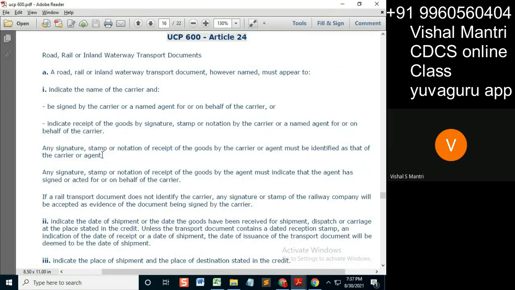Simple, same as the earlier articles. It means we must be able to identify whether it's by agent or by carrier. And if it is by agent, then what? Any signature, stamp or notation of receipt of goods by the agent must indicate that the agent has signed for or on behalf of the carrier. Only carrier over here. No one else.